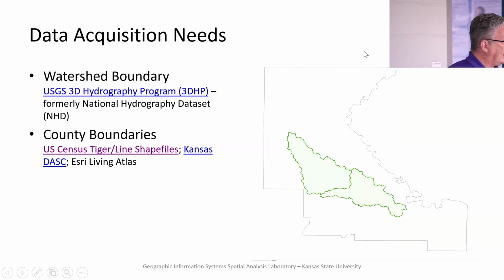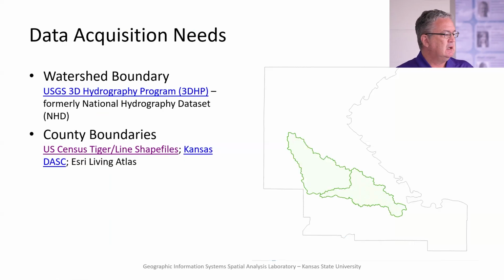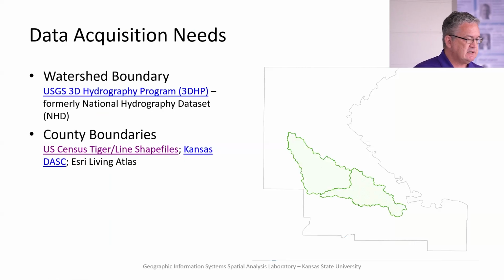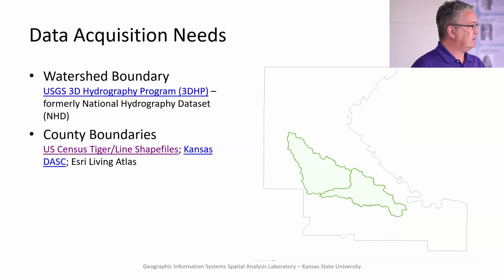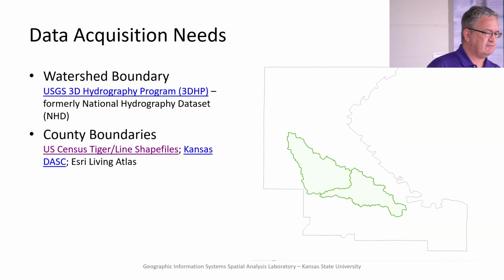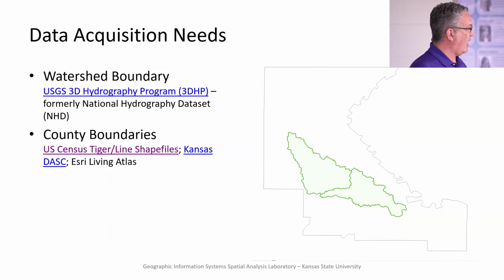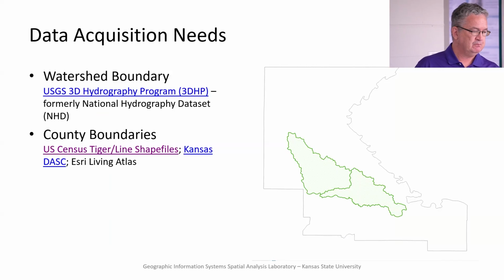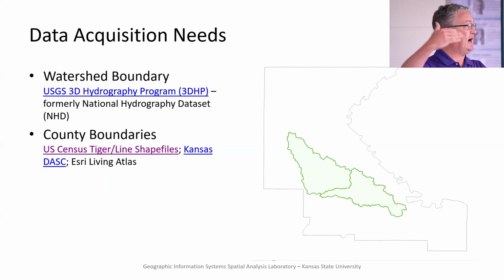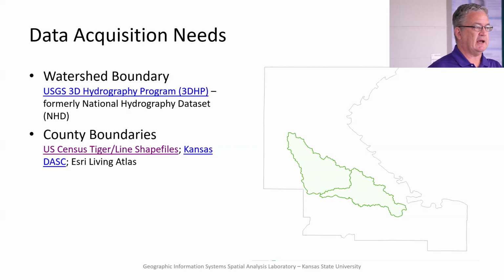So some data that we'll need for that. I've already acquired for us a watershed boundary for Wildcat Creek. I acquired that from the USGS 3D hydrography program, 3DHP. And the link here will take you to that website where you can simply download watershed boundaries at a variety of scale. Everything from the Missouri River Basin to the two small watersheds here that actually comprise Wildcat Creek. These are HUC 12 watersheds.